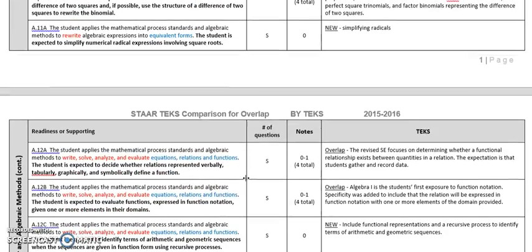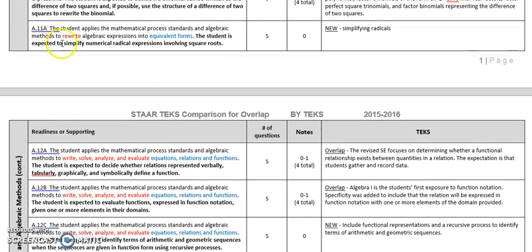Oh, I wanted to talk about this real quick. So notice A11A. It says the student is expected to support numerical radical expressions involving square roots. Well, that's a supporting standard, but it has 0 questions. Why does it have 0 questions? That's because this is a new standard. So the students would not be responsible for this particular TEK on the STAAR. Now, does that mean that they won't see a question that involves simplifying radical expressions? And the answer to that is no, that's not what it means.